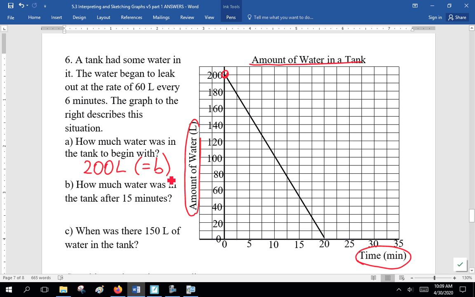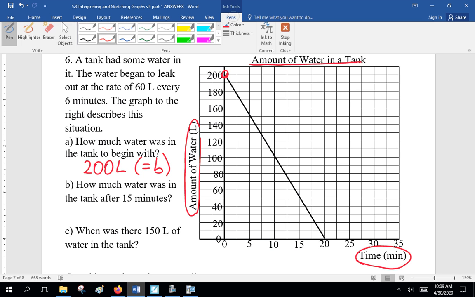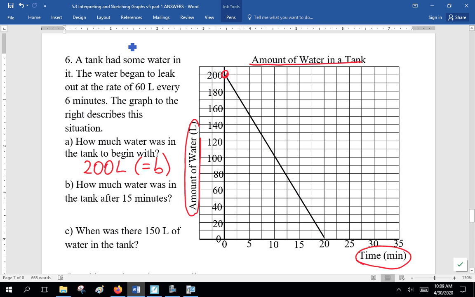Now, next question, how much water is in the tank after 15 minutes? Well, I'm supposed to get out a ruler, but you'll notice in this example, I'm right on the line. So at 15 minutes, I have exactly halfway between 40 and 60, which is 50 liters.